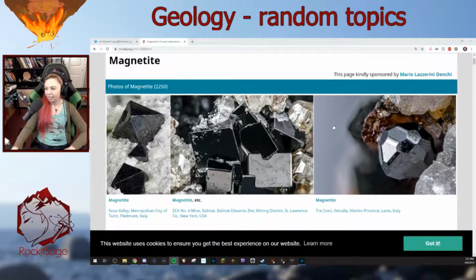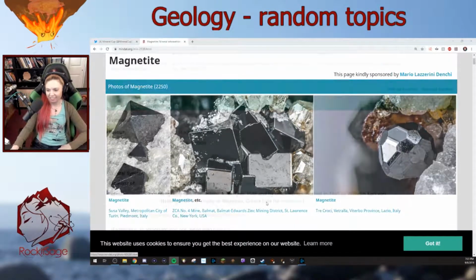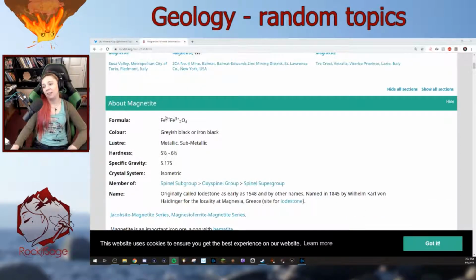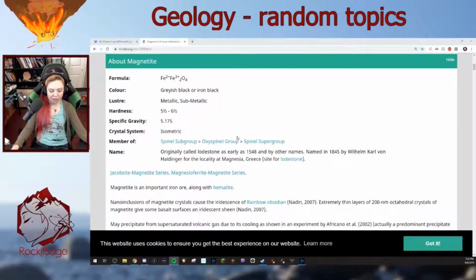Magnetite is a magnetic mineral. It's an oxide, which means it ends in oxygen. The formula has ferric and ferrous iron and oxygen, which is why it's actually magnetic. This mineral is isometric. It's much, much harder than ulexite, with a hardness of 5.5 to about 6.5.